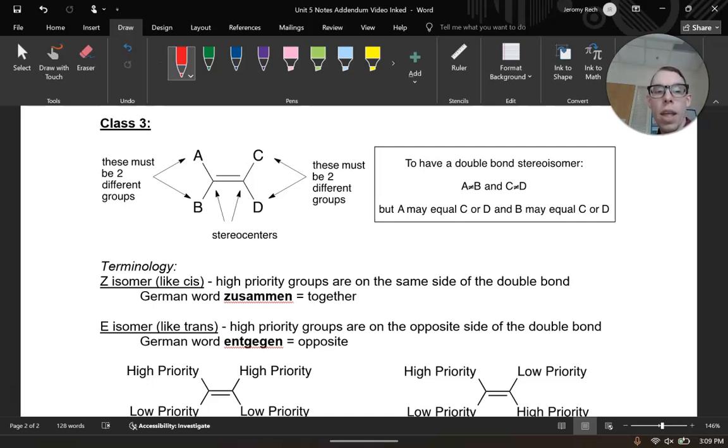And for this, we're going to have 2 new terms that are going to come in. These are both derived from German words, zusammen and entgegen, and that's where that E and Z comes from, the first letter of each of those words.